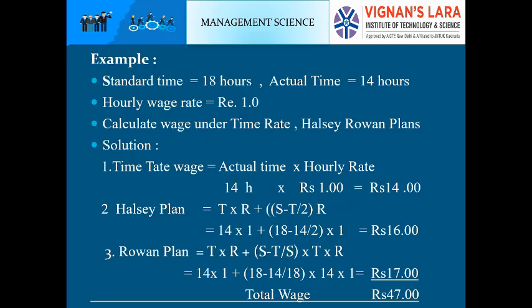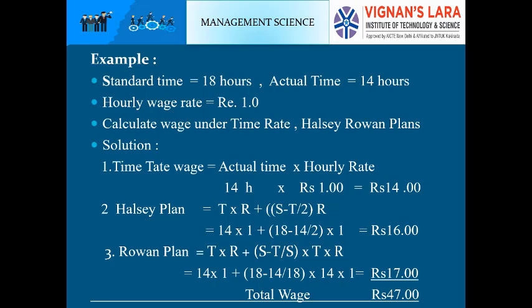Let us go to the Halsey plan. In the Halsey plan, actual time wage is there, but additionally we are giving the bonus on 50% of time saved. T into R plus (S minus T) by 2 into R. That is, substitute the values: 14 into 1 plus (18 minus 14) by 2 into 1. The total wage under this plan is 16 rupees.